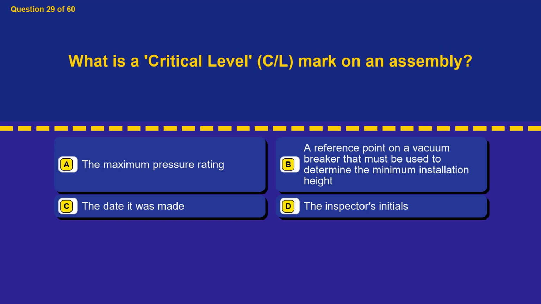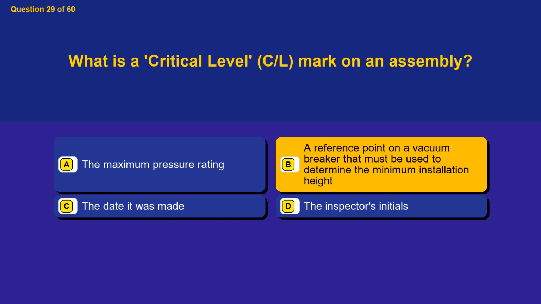Question 29. What is a critical level, C/L, mark on an assembly? Option A, the maximum pressure rating. Option B, a reference point on a vacuum breaker that must be used to determine the minimum installation height. Option C, the date it was made. Option D, the inspector's initials.